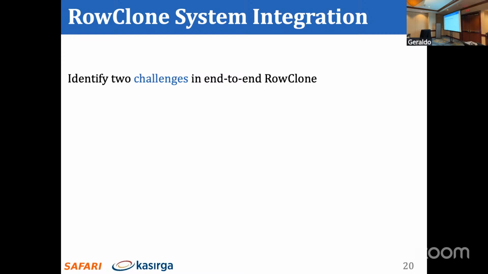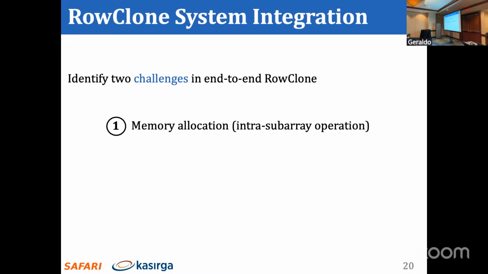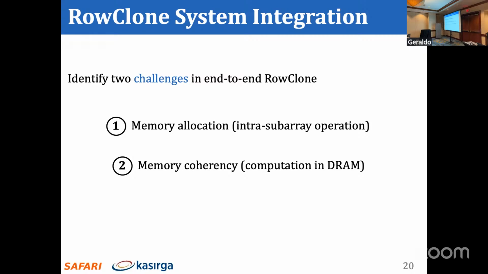And then we study the challenges in integrating RowClone into a system end-to-end. The first challenge we identify is that we need proper memory allocation for RowClone operations. Because RowClone operations operate on data in DRAM, the data structures must be allocated properly to fit in the right place. I'll get to that in the next slide. And the second problem is memory coherency. Basically, we're operating on data in DRAM, so the data that we're operating on should not have any cached copies that would violate the end result.